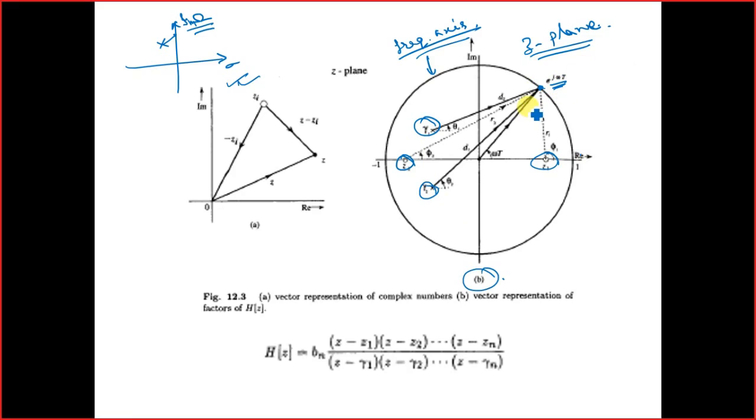Now, instead of looking into the imaginary axis in the s plane, in the z plane we will be looking into the distance of the poles and the zeros to the frequency point on the unit circle, which is basically our frequency axis. Okay.